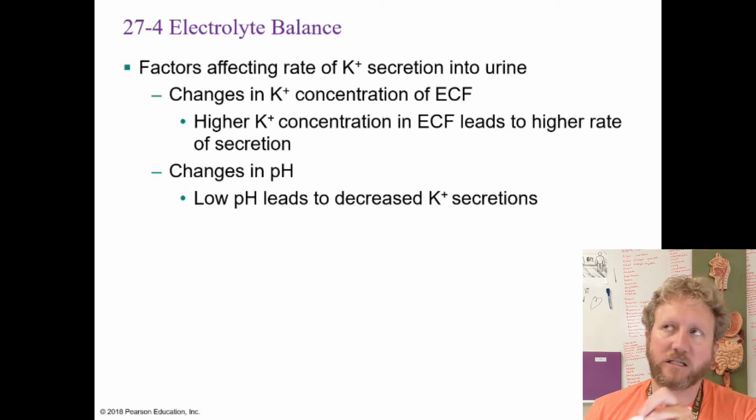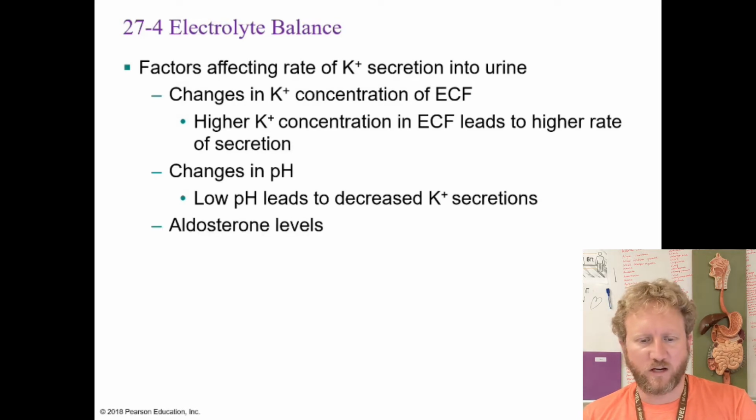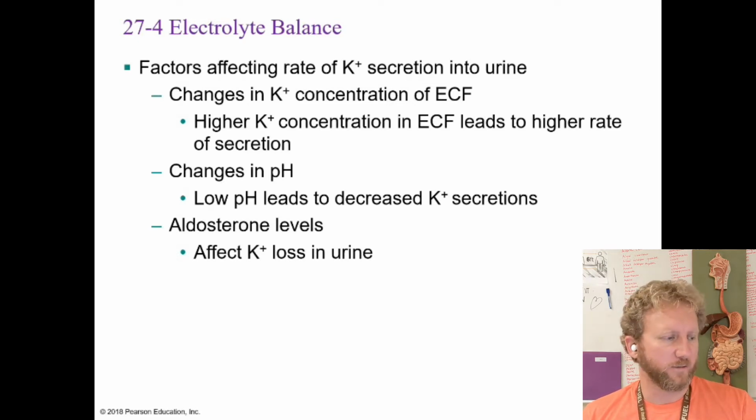Changes in pH: the more acidic your blood is, the lower the pH. That decreases the amount of potassium that's secreted in the urine. And aldosterone levels also affect potassium loss in urine.